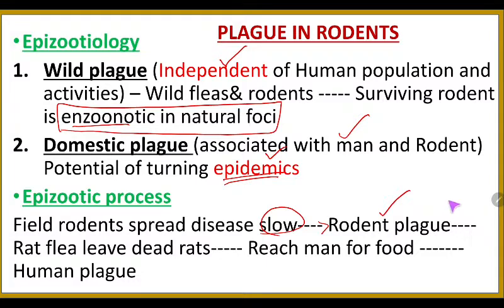So what happens is, this is the rodent and this is the flea which is sitting on the rodent. Because of rodent plague, the rat will die. Now, as this rat is dying, the flea will migrate to humans for food. It will reach the human for food, and thereby that causes human plague. This is what is the epizootic process in plague.